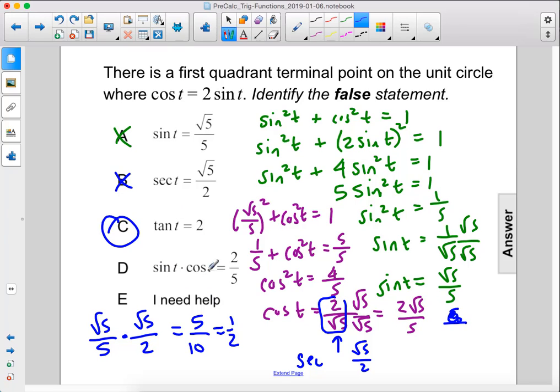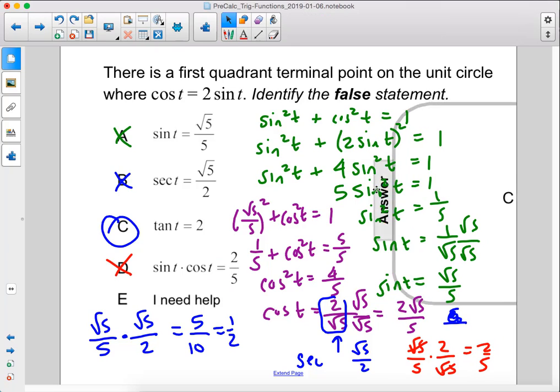Let's just quickly make sure that this last one is true. We have sine t times cosine t. So sine is the square root of 5 over 5. Cosine is 2 over the square root of 5. Those cancel, and this is 2 over 5, so this is true as well. The answer to this problem is C.